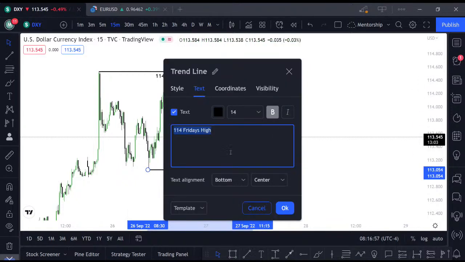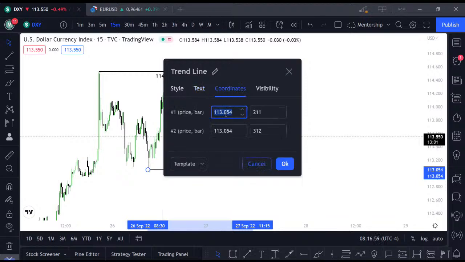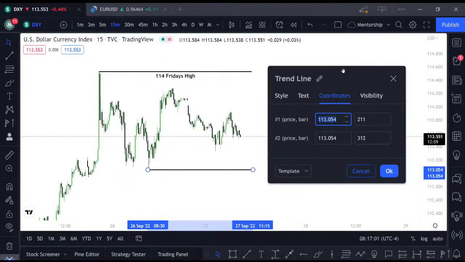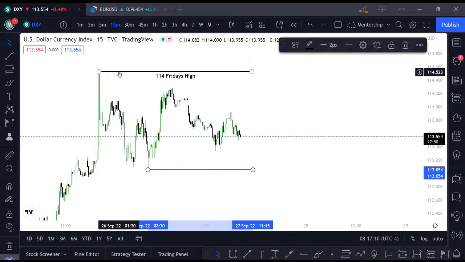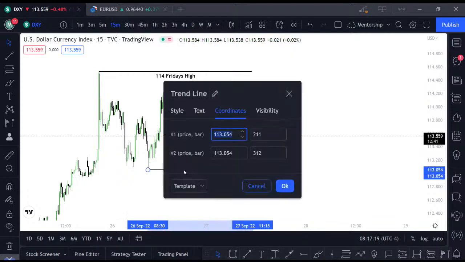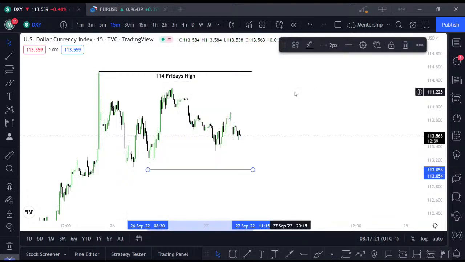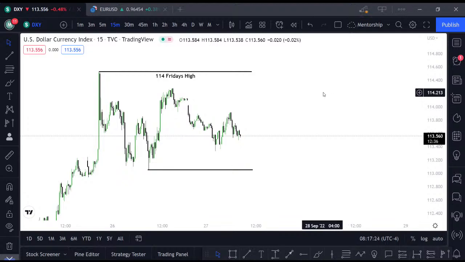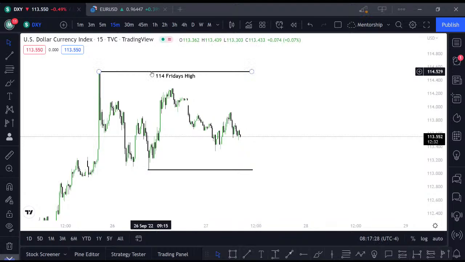I know to most people this is not important. For gurus out there, this is not important, but to me it is. I need to know how the price is moving this week or this very month. Now, if this is Friday's high and this is Monday's low, we are consolidating between 114 and 113. Those are 100 pips between this high and this low. This is the dollar index.